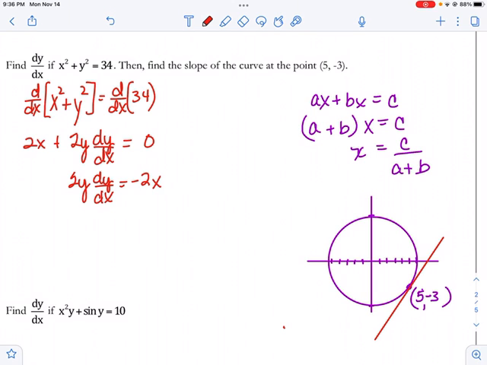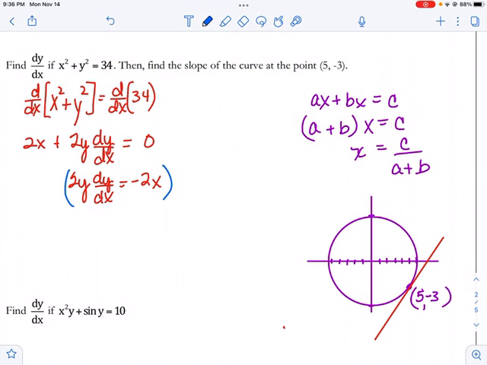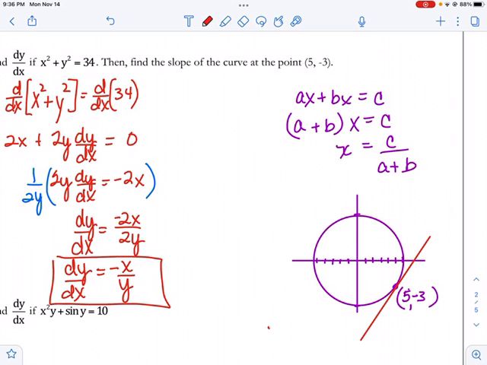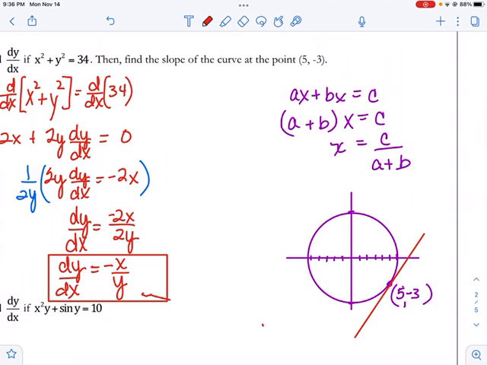Then we're just going to multiply both sides by 1 over 2y. So then we could simplify that. I apologize for the red here, I try not to use that color. 2x over 2y, and so we get dy/dx is equal to negative x over y. So there is our derivative, and let's box that up for a second. It's going to be used.